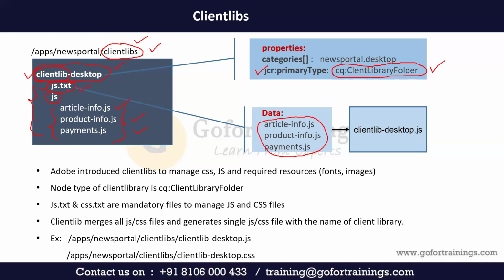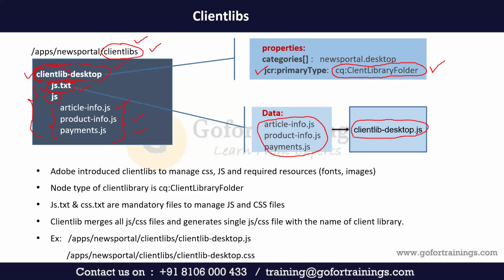We have to mention all the JavaScript file names in js.txt. Let's say you create three different JavaScript files, place different JavaScript code inside them, and then mention the file names in js.txt. At runtime, all the JavaScript files will be merged and will generate a single file with the name of the client library. Here the client library name is clientlib-desktop. It will generate one final output JavaScript file by combining all the JavaScript of the client library.